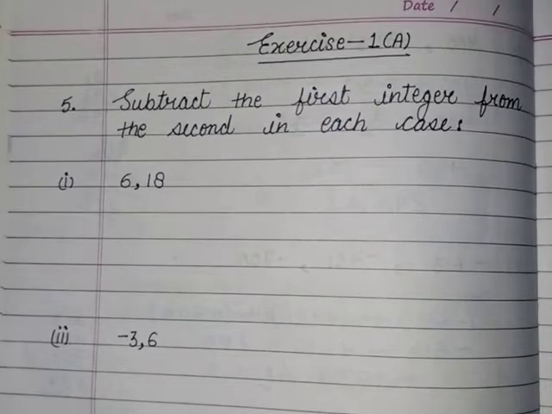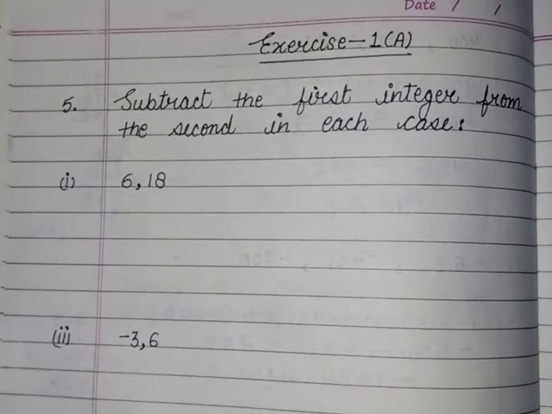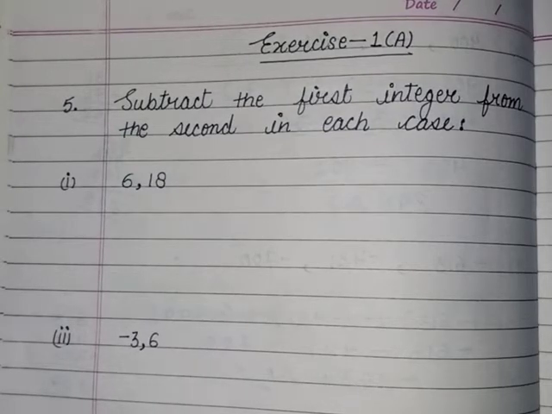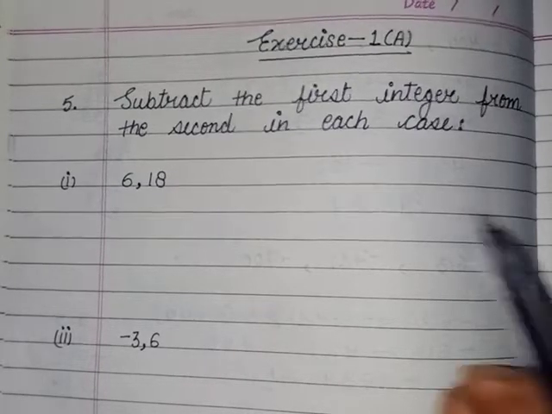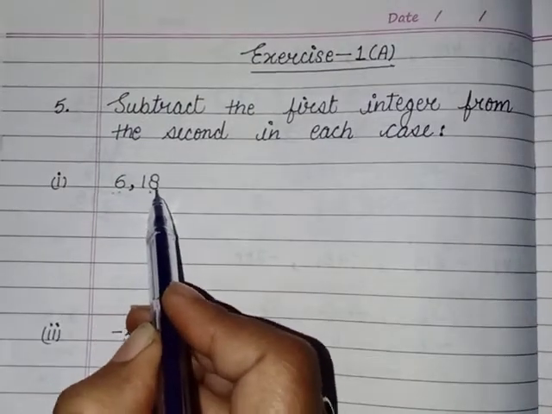Students, in the previous class we have completed till question number 4 of exercise 1A. Now in today's class, let's start with question number 5. Question number 5 is: subtract the first integer from the second in each case. That means subtract this integer from this one.